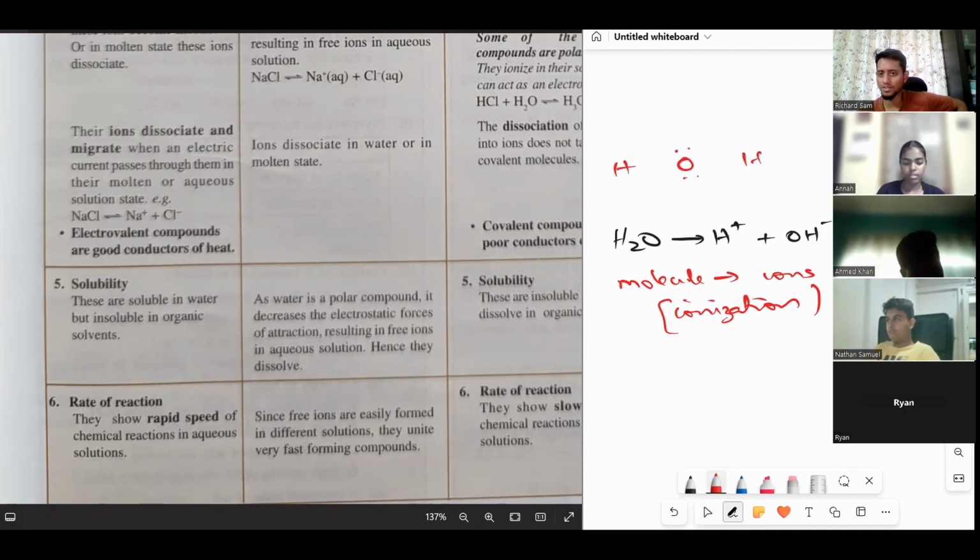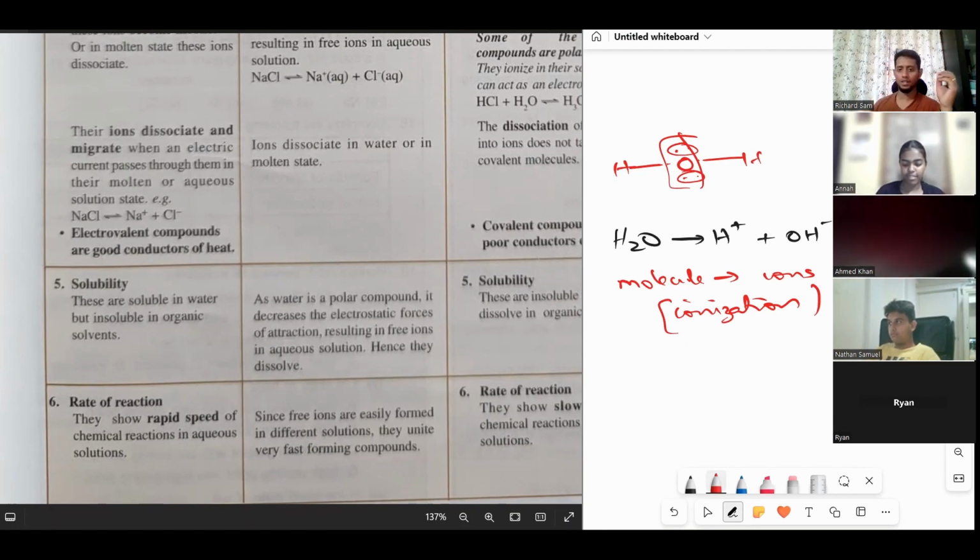Oxygen has 6 electrons, only 2 of them take part in the sharing, and here there are 2 lone pairs, right? So because of this lone pair, this whole oxygen is negatively charged. And that decreases the electrostatic forces of attraction of whatever you put inside water. For example, if you put NaCl in water, the NaCl's electrostatic forces of attraction decrease, and because of that it dissolves.